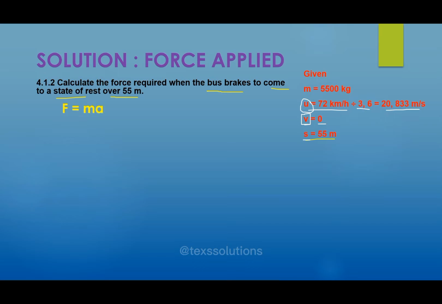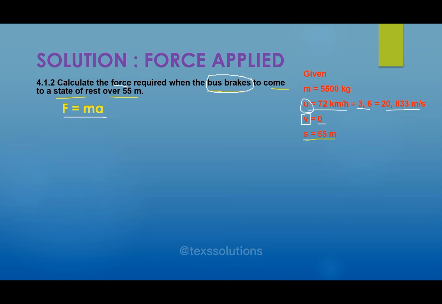So since there's only one force acting on the brakes of the bus, that force is going to be an applied force. The formula which we're going to use in this case to calculate the applied force is going to be F equals ma, and we use the formula according to Newton's second law of motion. So for this formula, there are two values that I need.